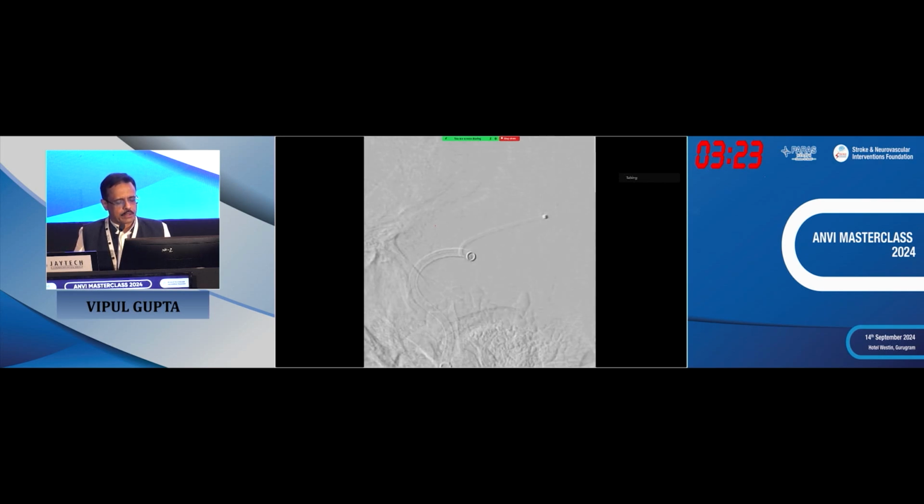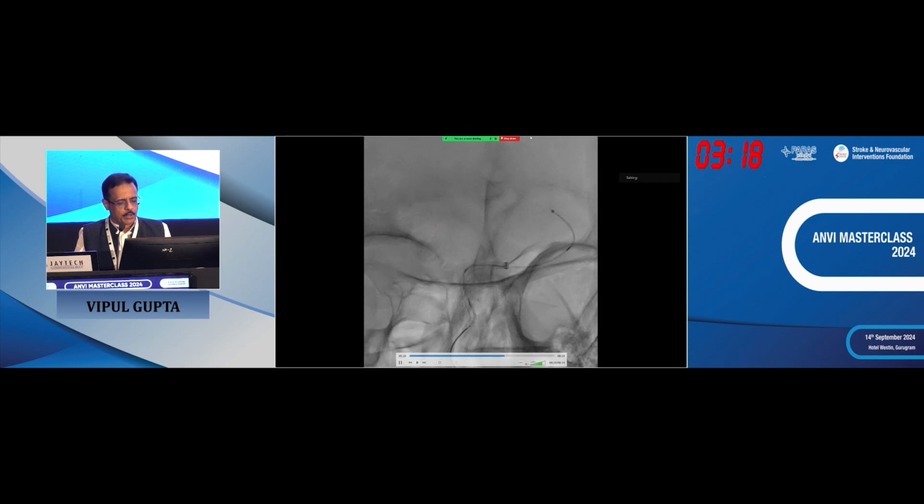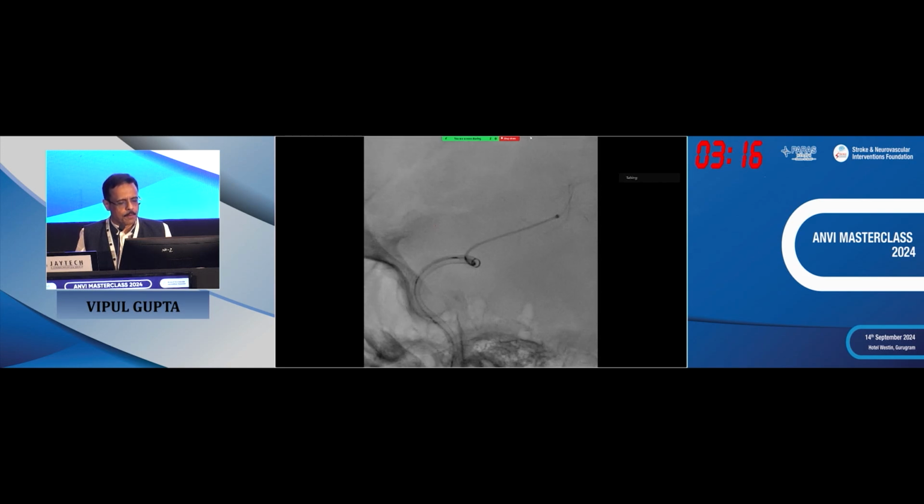And we checked. This is a standard approach. We just give a very small dye injection to know the patent artery, and then deployed the Solitaire, 4x40.